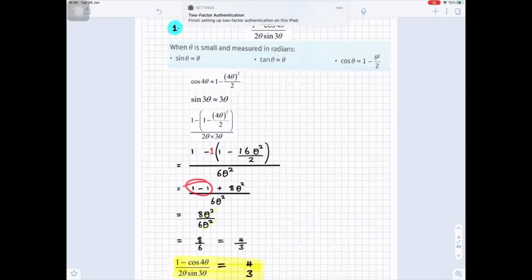1 minus 1 is 0. So it's 8 theta squared divided by 6 theta squared. The theta squared will cancel from the top and bottom. 8 divided by 6 is 4 over 3. So when theta is small and measured in radians, (1 minus cos 4 theta) over (2 theta sine 3 theta) is equal to 4 divided by 3.